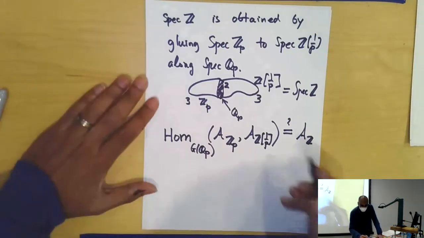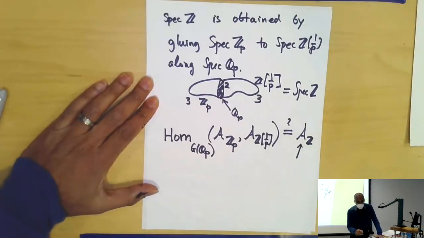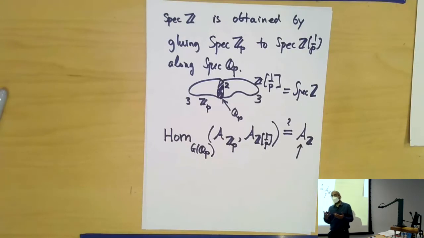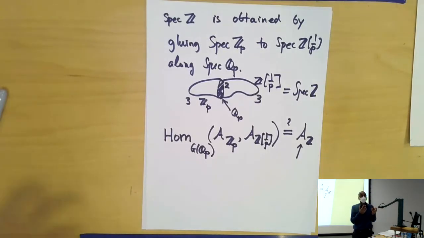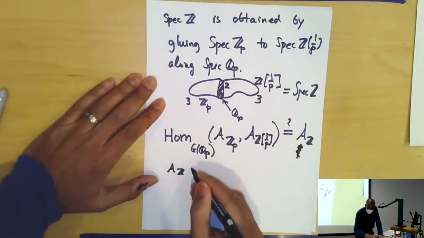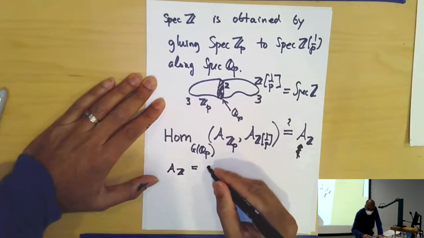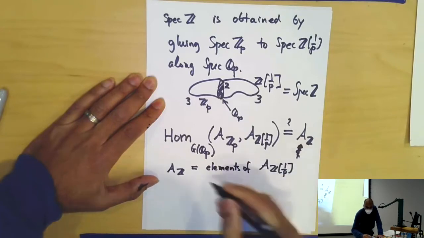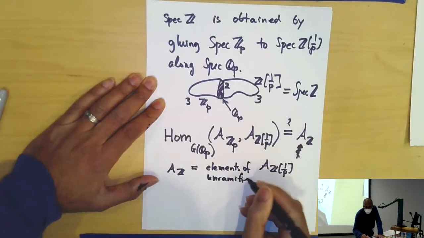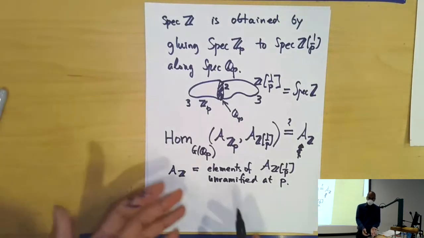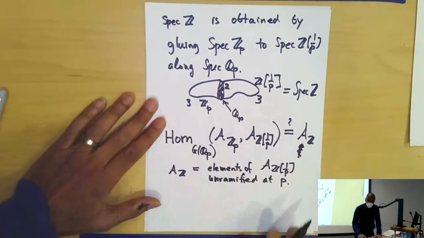Okay, now, what are these things? One way to think of them is that A_Z is the space of adelic automorphic forms that are unramified at all finite places. And A_{Z[1/p]} is the space of adelic automorphic forms that are unramified at all places except p. So the relationship between them is as follows. A_Z is equal to the elements of A_{Z[1/p]} that are additionally unramified at p. That is, they are invariant by G(Z_p). And so the question is just, is that description of the form above? And it's easy to see it is.